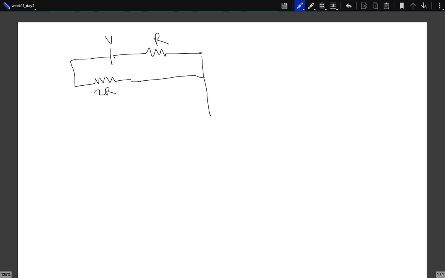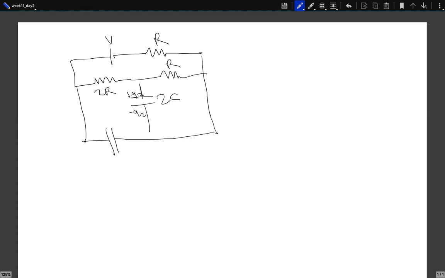And in between there is a capacitor here. No, here there is another resistor of resistance R. Here there is a capacitor with capacitance 2C. This is plus Q2, minus Q2. Here there is another capacitor, capacitance C, this is plus Q1, the other plate is minus Q1.